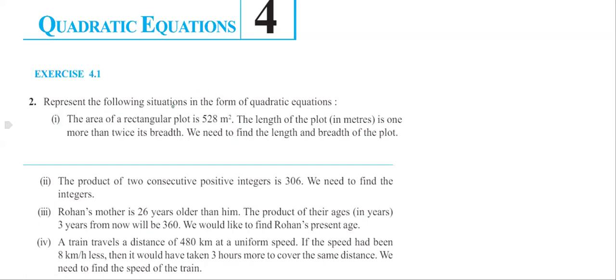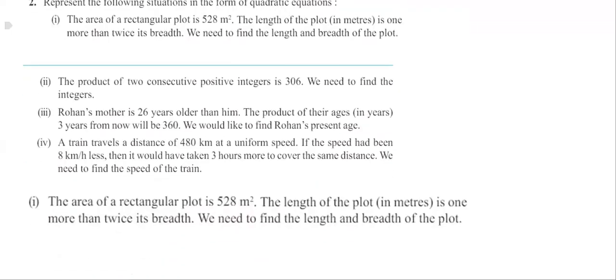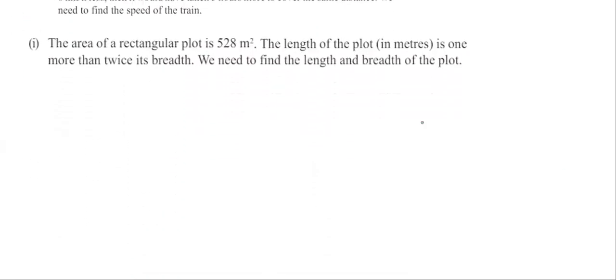The question is, represent the following situations in the form of quadratic equations. So this one is a word problem. Now we'll have to represent this given word problem in quadratic equation form. Let's start with the first one. The area of the rectangular plot is 528 meters square. The length of the plot in meters is 1 more than twice its breadth. We need to find the length and breadth of the plot. In this question, we are not going to find the length and breadth. We are just going to form a quadratic equation.